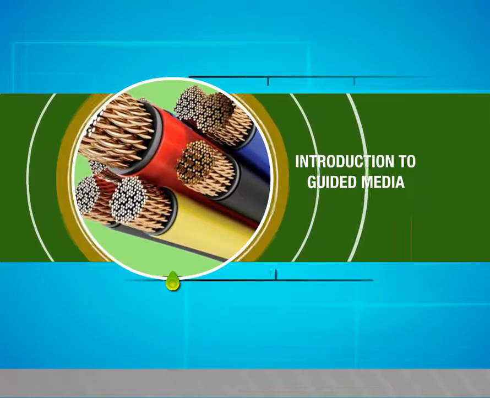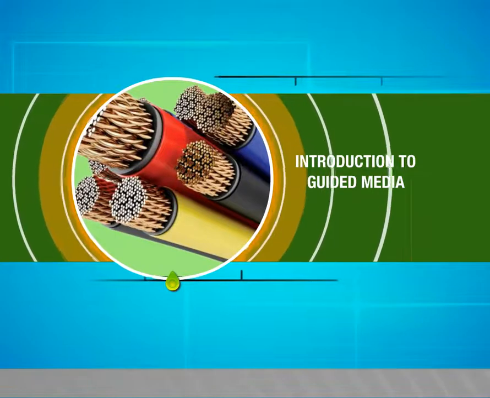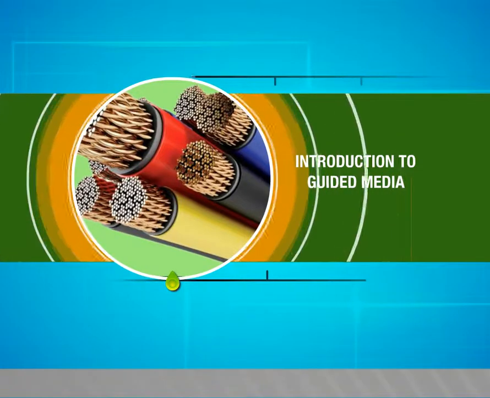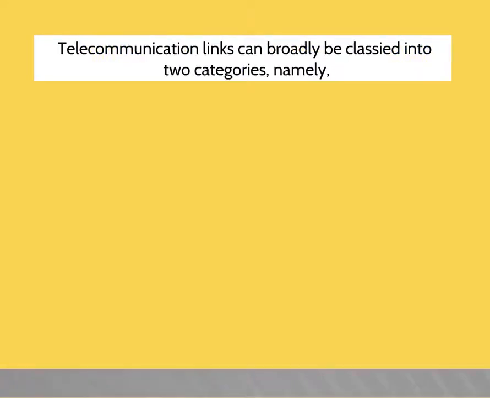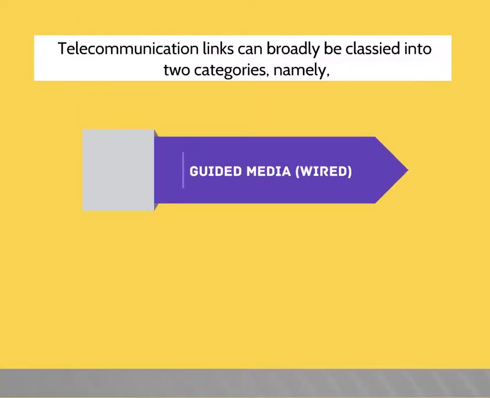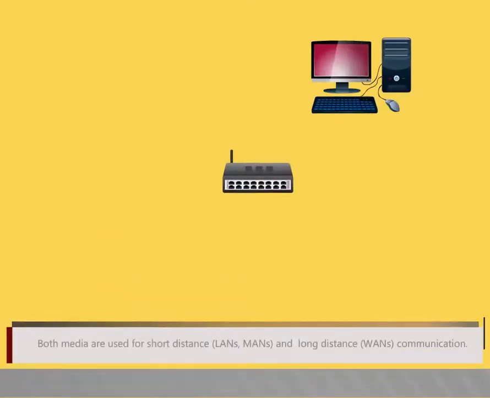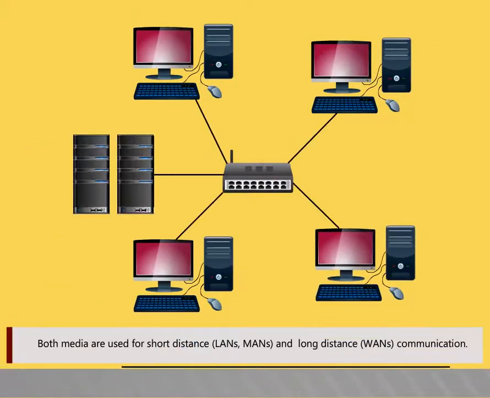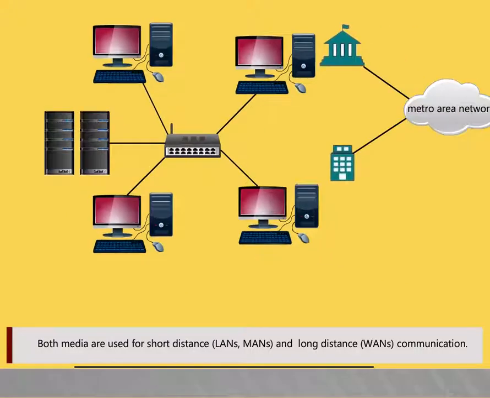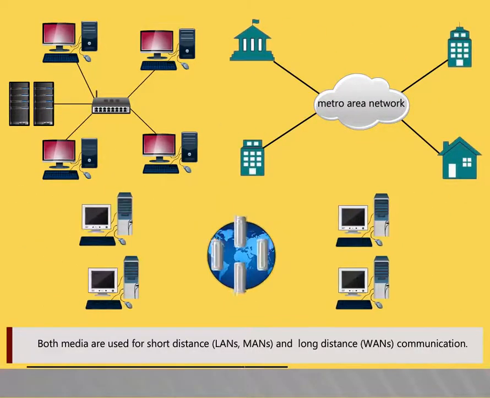Introduction to Guided Media. In this video, we are going to see about Introduction to Guided Media. Telecommunication links can broadly be classified into 2 categories, namely guided media, that is wired, and unguided media, that is wireless. Both media are used for short distance, that is LANs, MANs, and long distance, that is WANs communication.